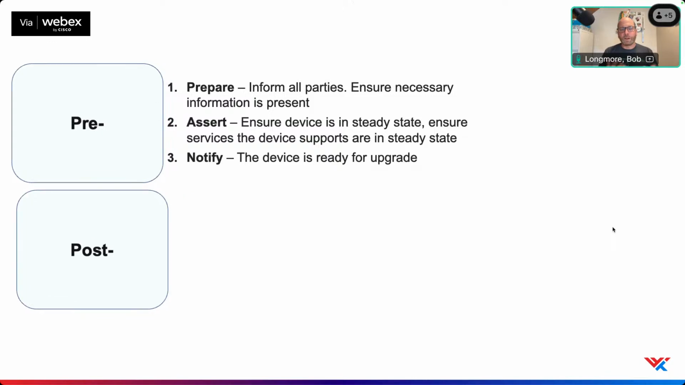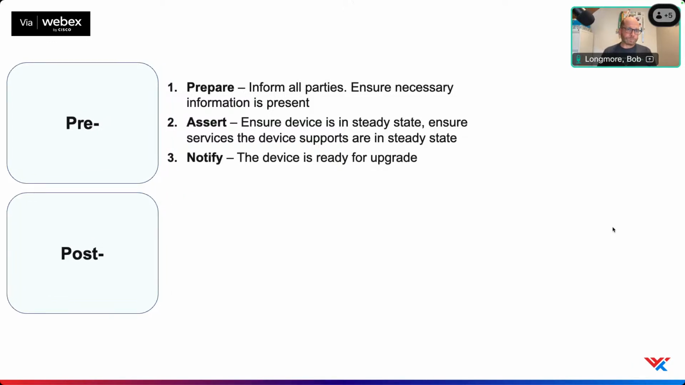And so for our pre-upgrade task, making sure that we have all the information about the switch, what code we're going to, making sure our incidents in ServiceNow or wherever are updated. And then that assertion, right? Are my services up and running? Is BGP up and running?